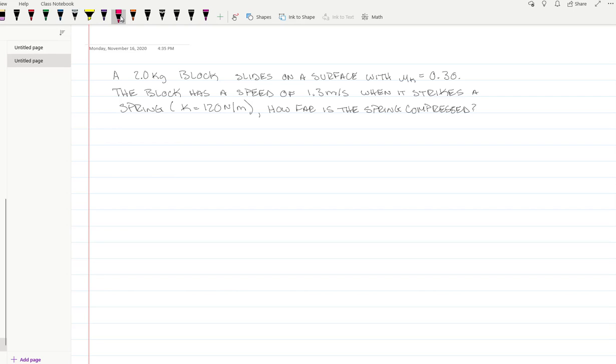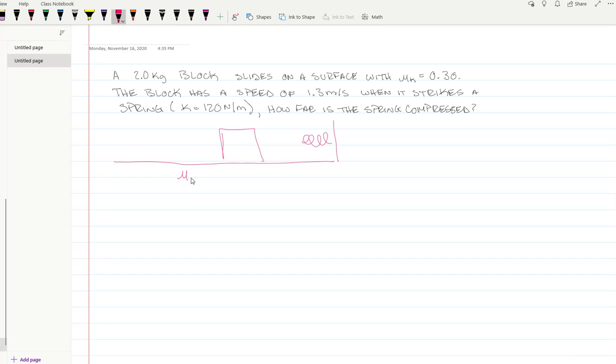In this section, we're going to work with springs colliding into things, and we're going to see what kind of excitement we can get from this. So this scenario here is a 2 kilogram block sliding on a surface, and there's friction on the surface, and oh my goodness, it's going to hit a spring, and we want to know how far the spring's going to compress. So let's just draw this thing, and here's my block.